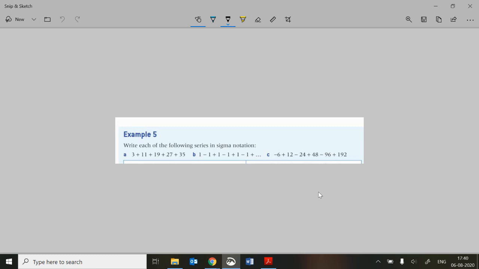Okay, next little bit. So question 5, we're nearly there on this one. Write each of the following series in sigma notation. Okay, so the first one is going to be 3, 11, 19. I can see that's going up in 8s. In fact, this is 3 plus n minus 1 times 8, which if you simplify it, is going to give you 3n minus 5. In fact, you might see these as 5 less than the 8 times table.